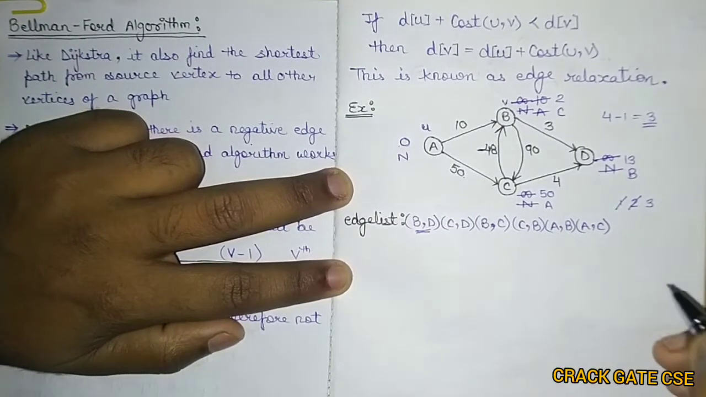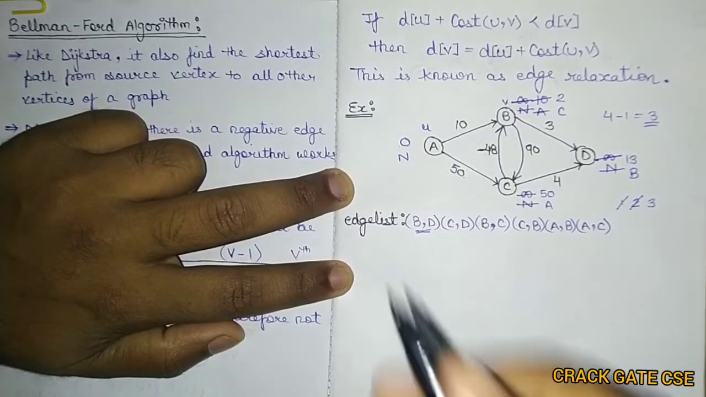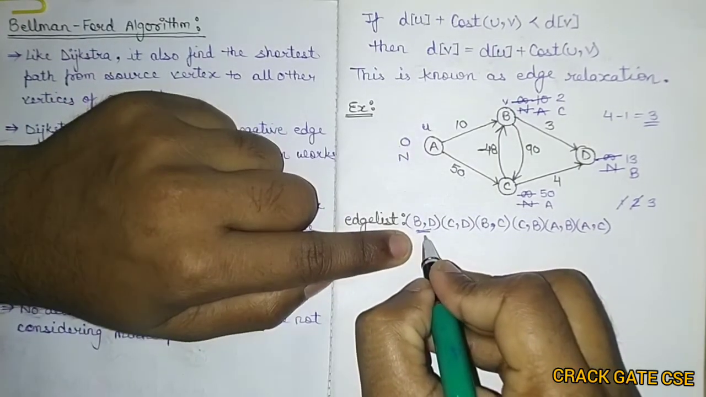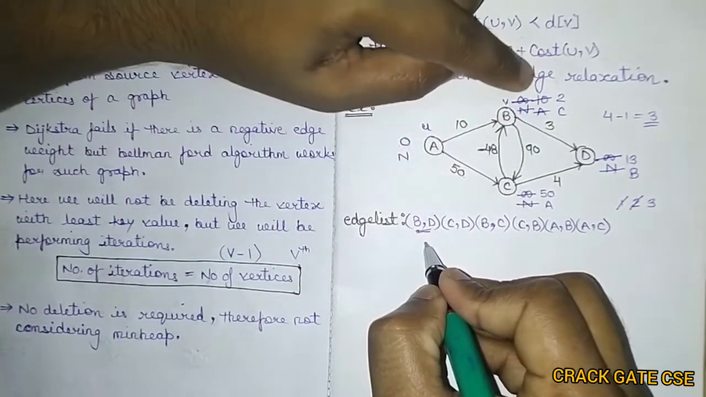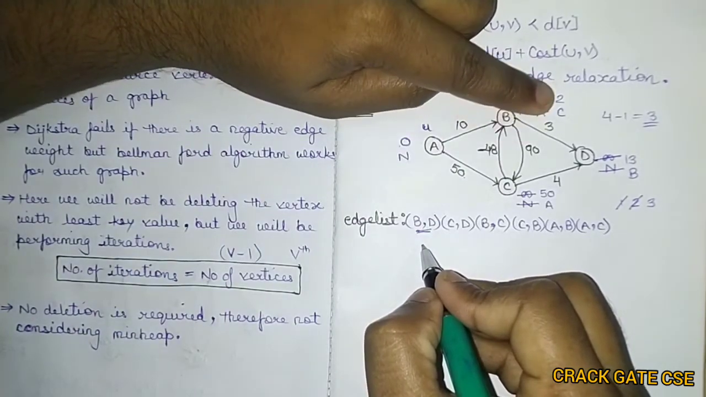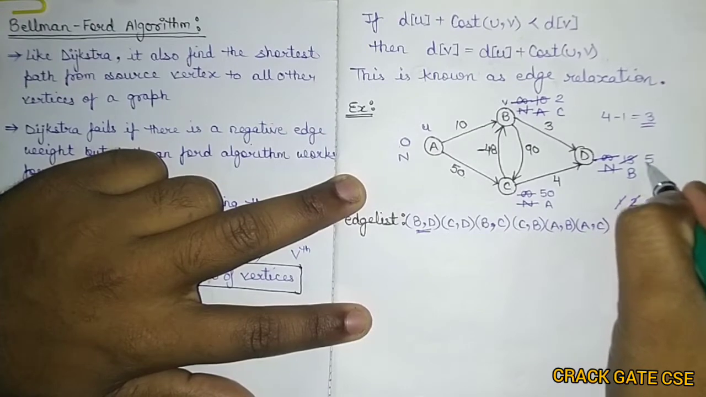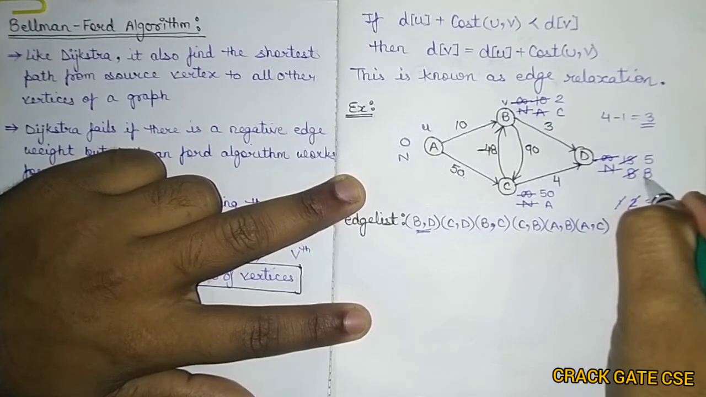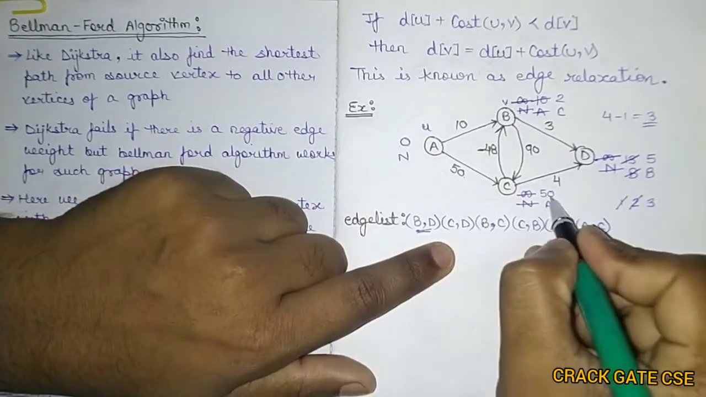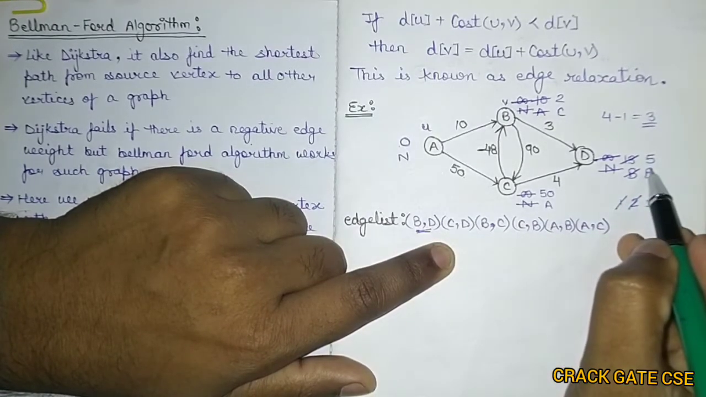Now we have to do the third iteration. In the third iteration, again we have to start from the beginning. So BD. Here I have 2. This BD is 3. 2 plus 3 is 5 and this is 13. So I can update it as 5 via B. Now CD, this is 50 plus 4 and this is 5.